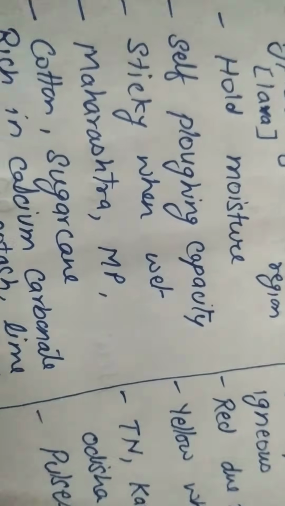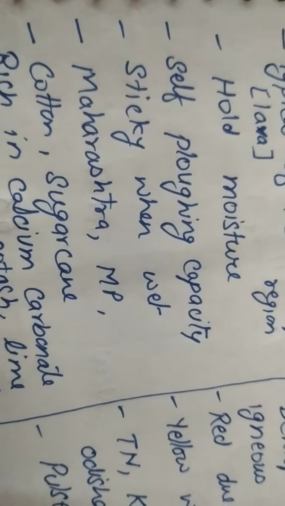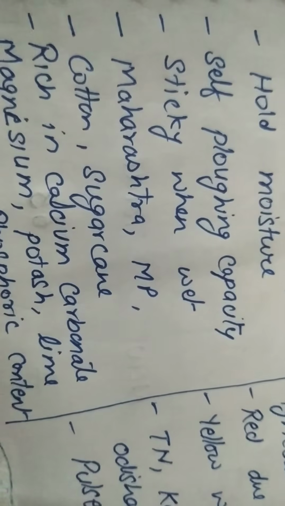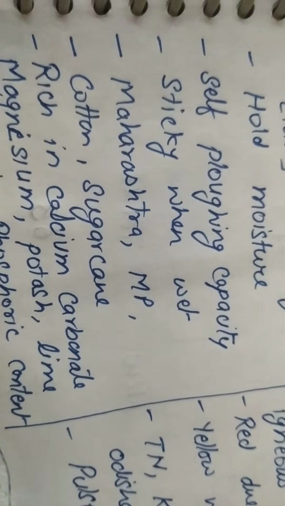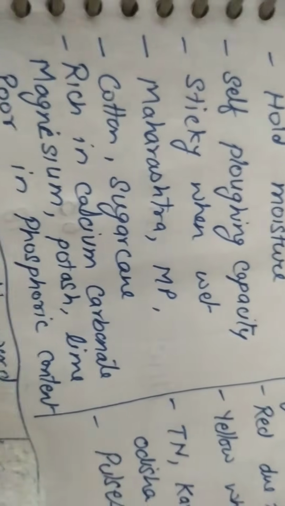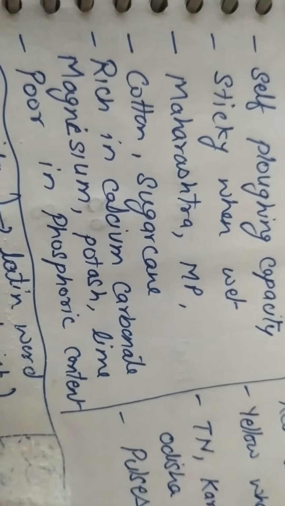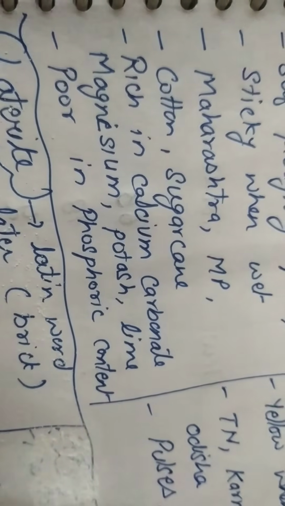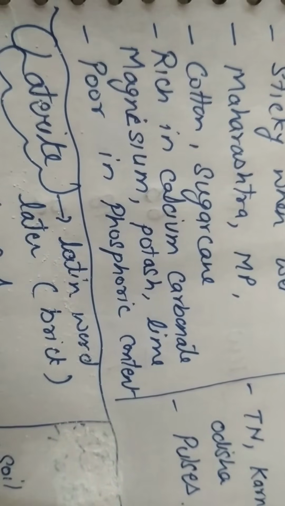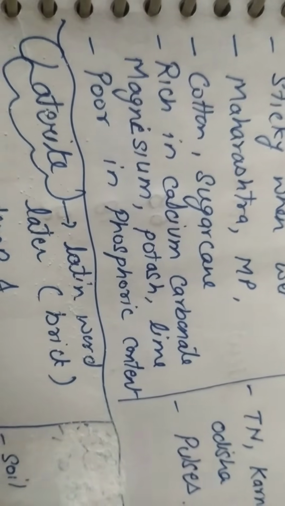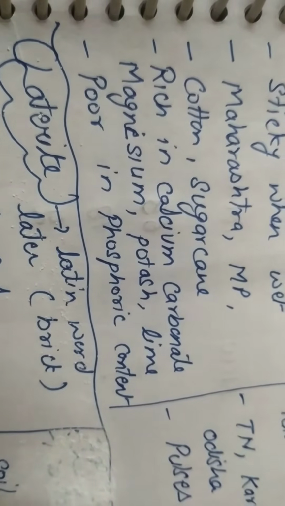It can hold moisture. Whatever water you give it, it will hold it. Self-plowing capacity means it is sticky when wet, and when it dries, it has cracks, so it can plow itself. Found in Maharashtra and Madhya Pradesh. Best for cotton, sugarcane. It is rich in calcium carbonate, magnesium, potash and lime, and very poor in phosphoric content.